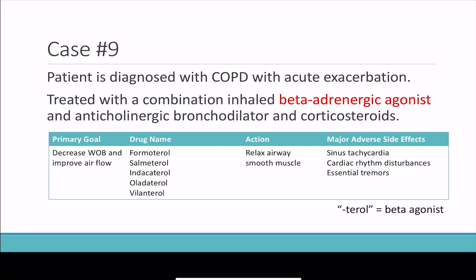Now, when you look at some of the major side effects, they make sense if you also think about what a drug that's pretending to act like the sympathetic nervous system would do. It's going to stimulate the heart. So one of the side effects is sinus tachycardia, increased heart rate. It can cause some cardiac rhythm disturbances, can mess with the heart a little bit, and it can give you tremors, right? Like activating your muscles and getting you all revved up. That's the sympathetic nervous system.